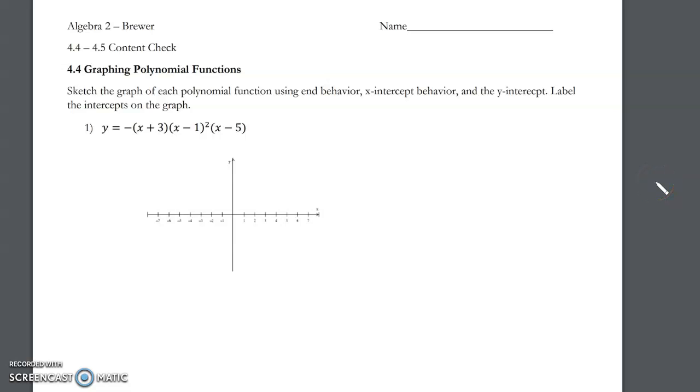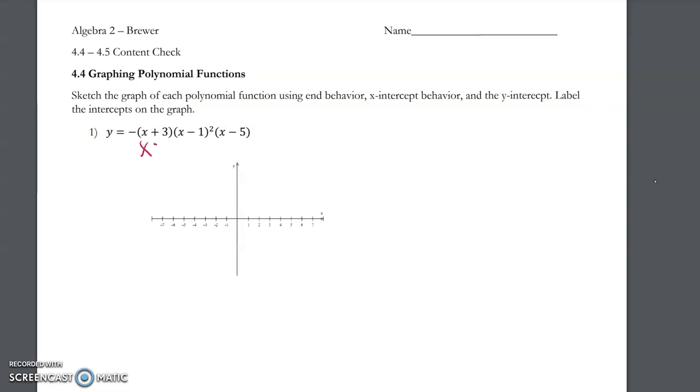All right, question number 1 in 4.4 is asking us to graph a polynomial function that's in factored form. We like factored form because we can very clearly see our x-intercepts. Okay, so if I set this factor x plus 3 equal to 0, I'll get the answer x equals negative 3. Same thing with this. If I say x minus 1 equals 0, I'll get x equals positive 1. And lastly, x equals positive 5. So those are my 3 x-intercepts that I'm going to plot on my graph.